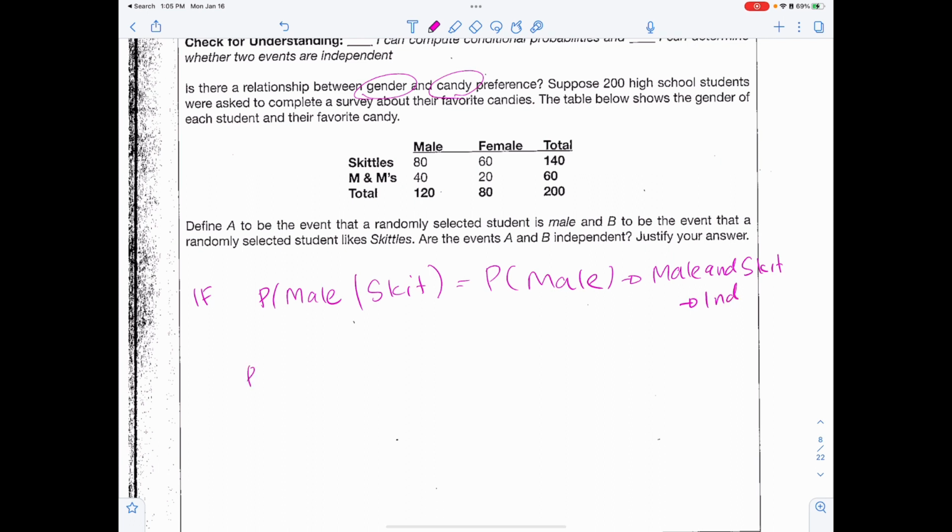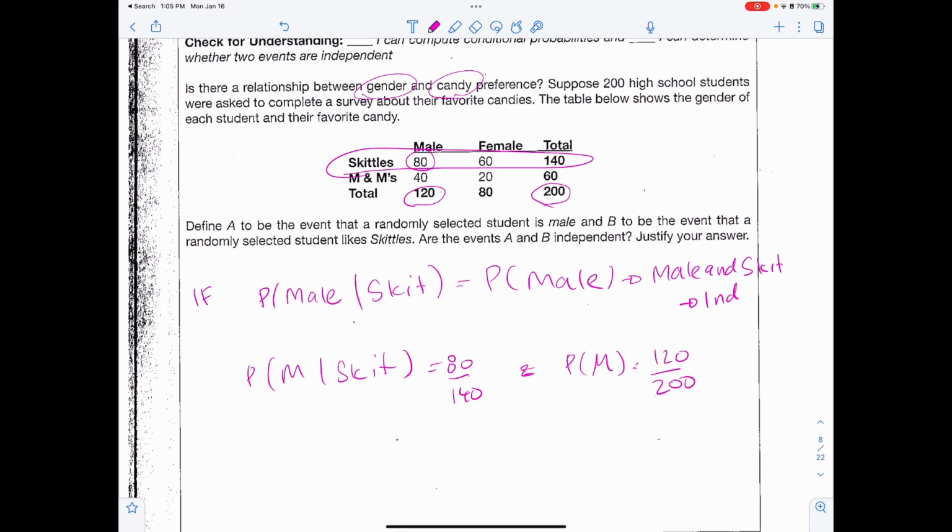So we're going to try it. What's the probability of male given Skittles? Well, male given Skittles, I'm going to just look here at Skittles. It's going to be 80 out of 140. What's the probability of male? Male is right here, which is 120 out of 200. So if you divide those and find the percentages, that's the main thing you do. So 80 divided by 140, you get 57%. And 120 divided by 200, you get 60%.